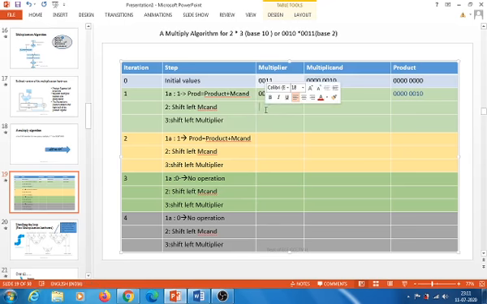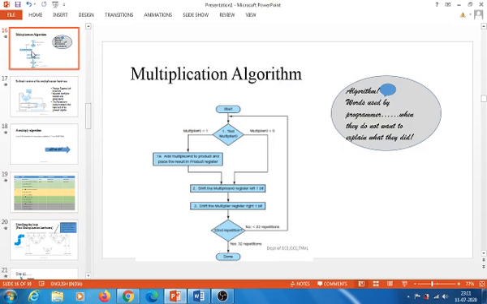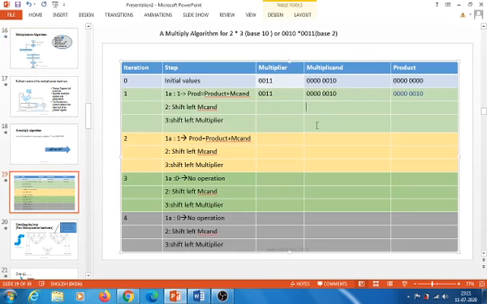What is the second step? The second step is that we need to shift left the multiplicand, that is by 1 bit. So that is the algorithm: shift the multiplicand register left 1 bit. If I shift left, this 1 comes to this position. So now it is 0000 and again 0100. And this will be as it is, that is 0011, this multiplier, and the product register will be as it is.